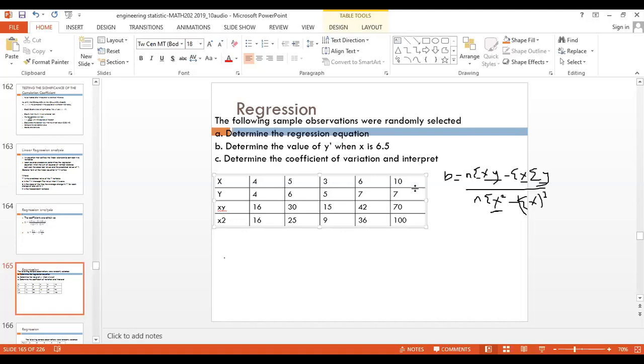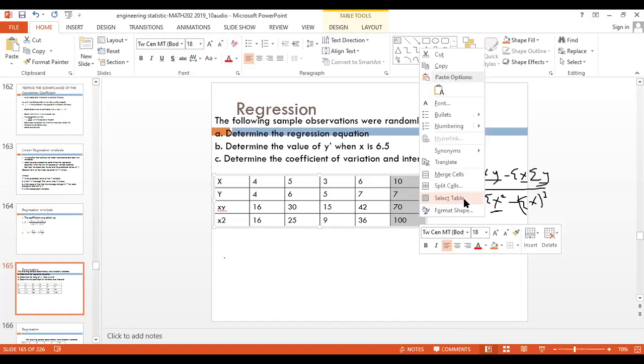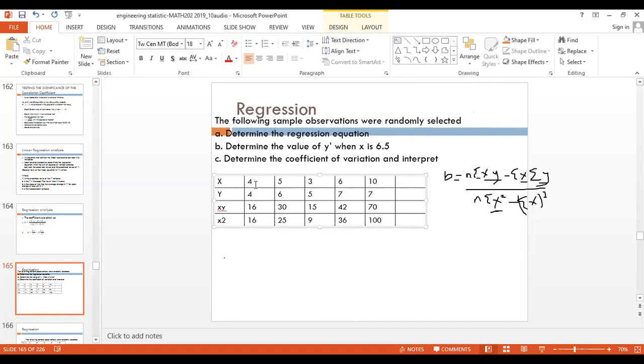Okay, so let's find the sums as well. So I'm going to insert a column to the right. Okay, so summation x, we're going to add this. That will be 4 plus 5, 9 plus 3, 12 plus 6, 18 plus 10, 28. Then we come here, summation y. We have 4 plus 6, 10 plus 5, 15 plus 7, 22 plus 6, 29.